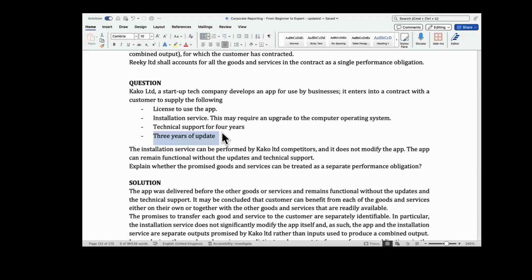And from the information given to us, they are all separately identifiable. They are not interrelated. They are not interdependent. They don't modify one another. And also, they don't integrate into one another. So we are going to treat each of these as distinct, as a separate performance obligation. So it's a separate performance obligation because they are distinct. Okay, so that's step 2.